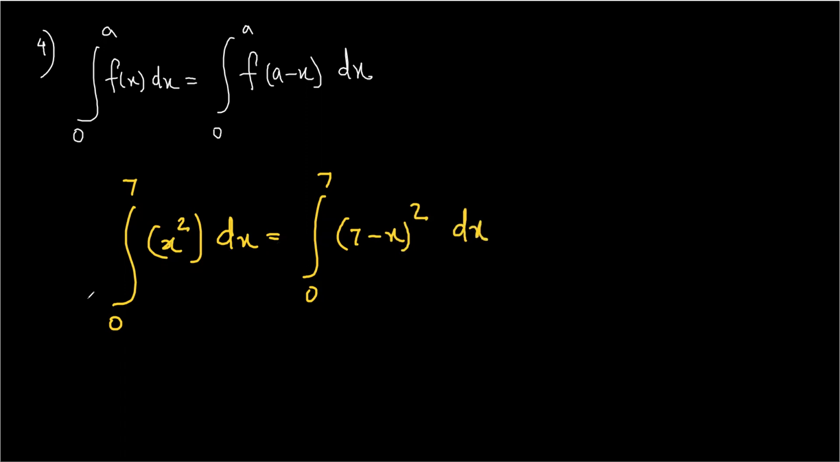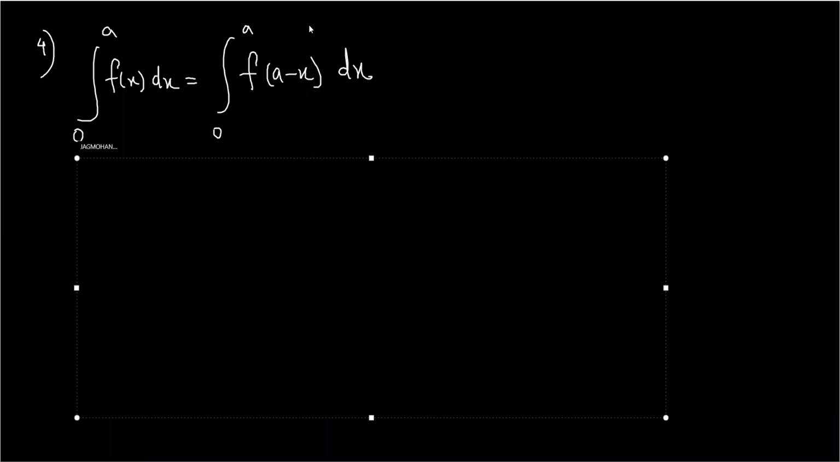So see what I did? I kept the same interval 0 to 7. I maintained the function x square, variable raised to constant. This is also variable raised to constant. The only change that I brought in is the variable x has now been written as 7 minus x, the whole square. This is property number 4. Then we have the next one as property number 5.